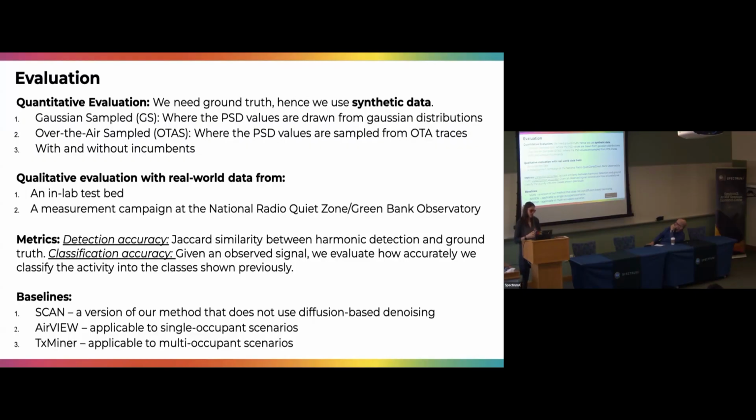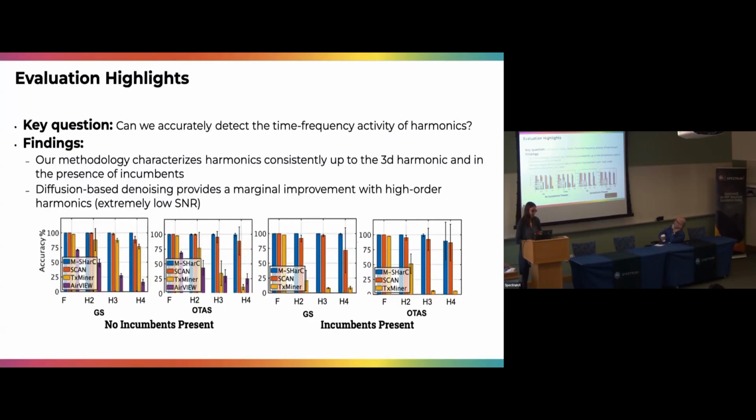And then in terms of qualitative, in-the-wild evaluation, we've run both in-lab testbeds within a small footprint, as well as, later this past summer, a measurement campaign at the National Radio Quiet Zone around the Green Bank Observatory, which is a great place to hunt for harmonics because it's currently quiet. So if there is something, it shows up.